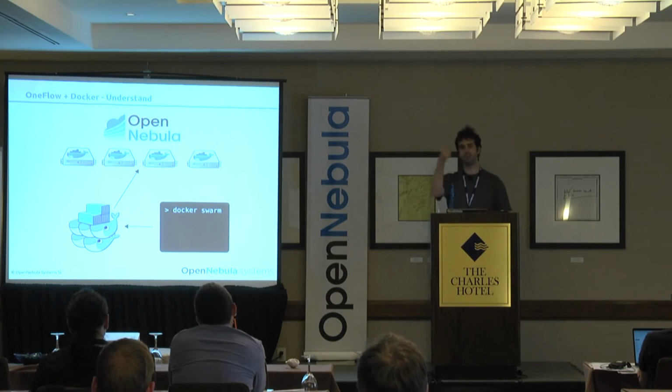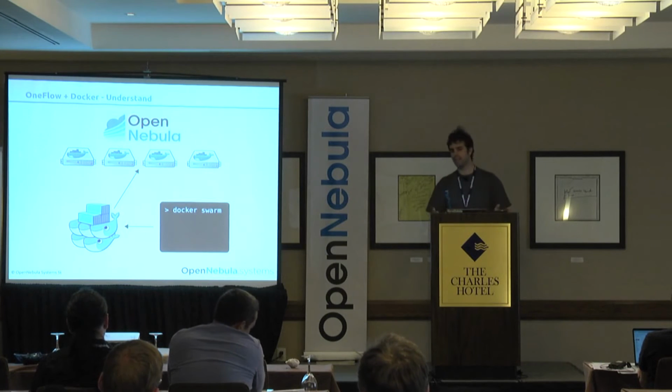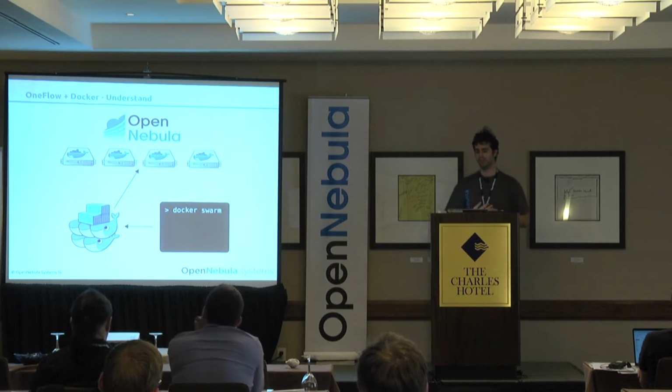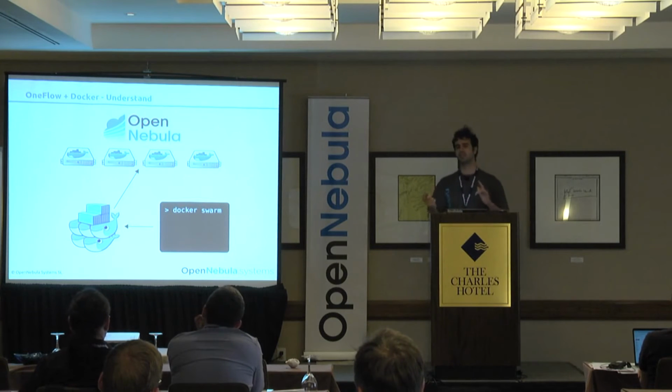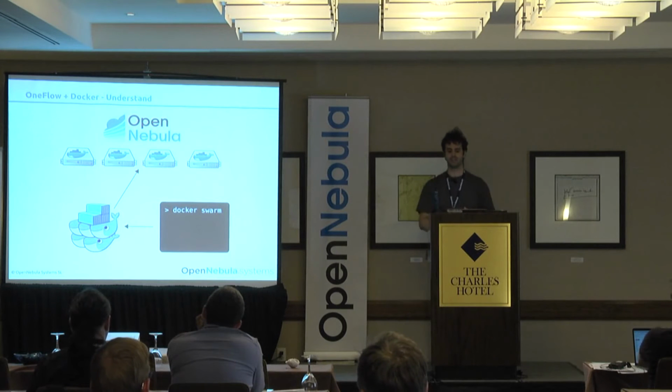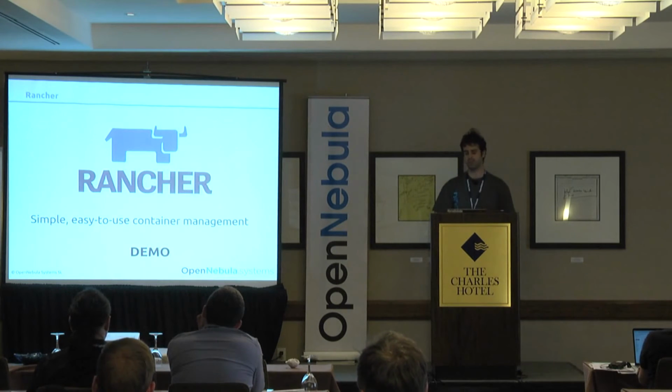So I can simply follow the quick start guide of Docker Swarm, and everything will work with the overlay network, and I will be able to deploy all of this. What doesn't work yet is the integration with OneFlow, and this is something that will be a major point for us for the next release, OpenNebula 5.6.